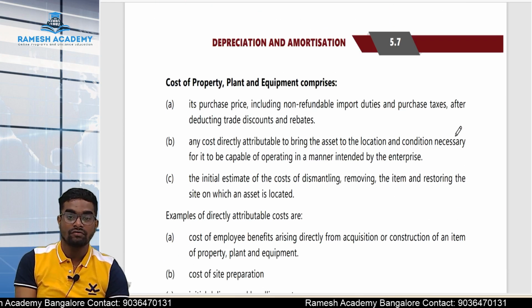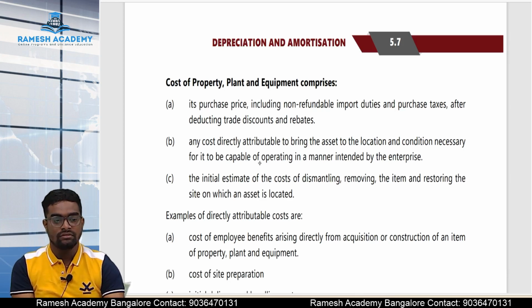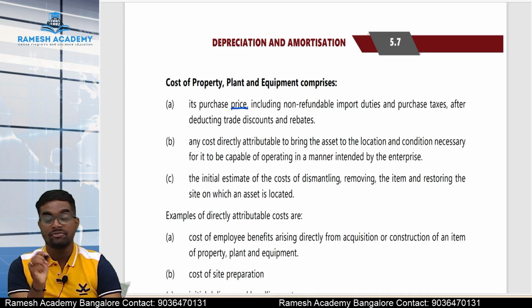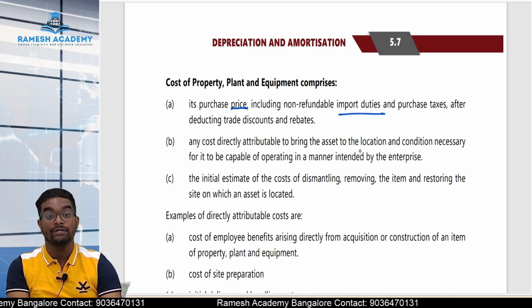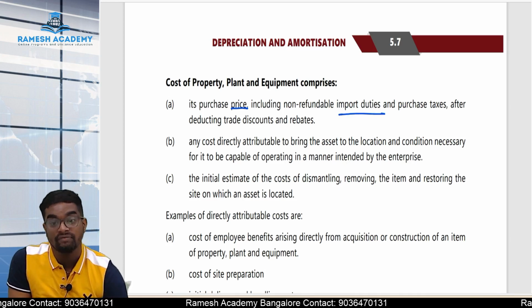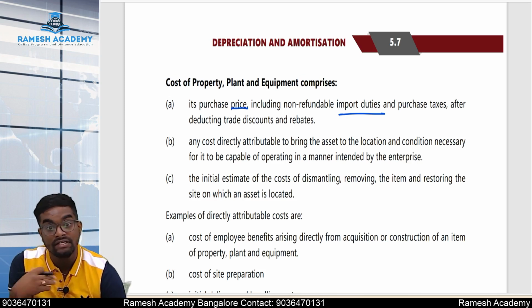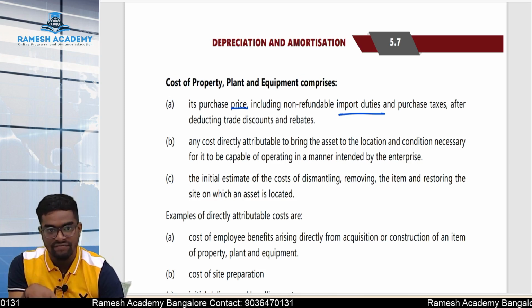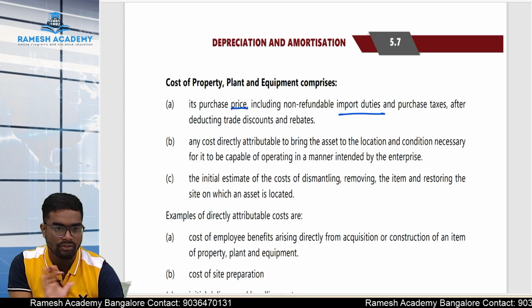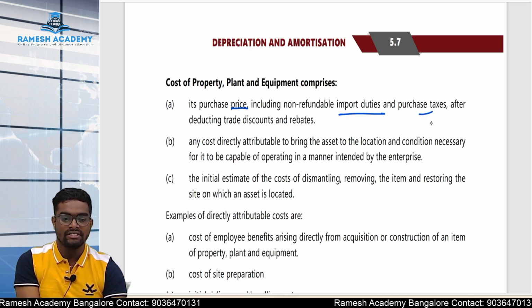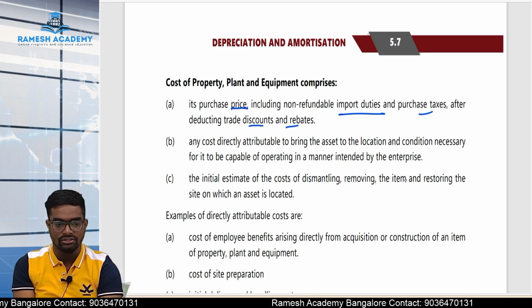Next, the cost of PPE. So what do we include in cost? First, its purchase price, which means the amount which we pay at the purchase, including non-refundable import duties. If we import from other countries, we have to pay custom duty and that is not refundable for us. GST is refundable, we can claim credit, but for a fixed asset, custom duty is not refundable. And purchase tax after deducting trade discount and rebate. So if there is any trade discount, reduce it, no issues.